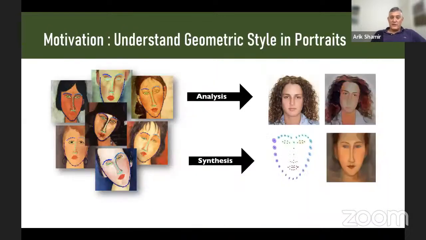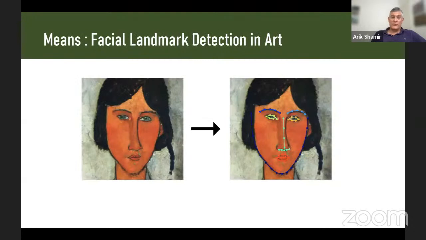So the motivation in this work was really to try and understand the geometric style in portraits. You have many portraits drawn throughout history, and many of them contain geometric style. We first want to analyze this style, and then we want to synthesize new results based on this specific style. So how did we manage to do that?